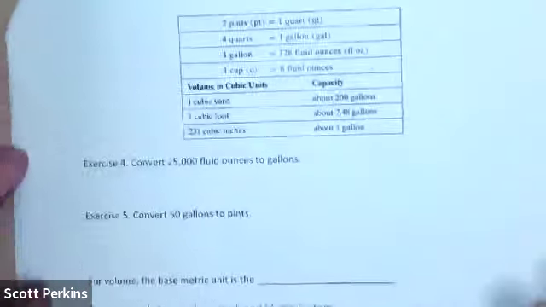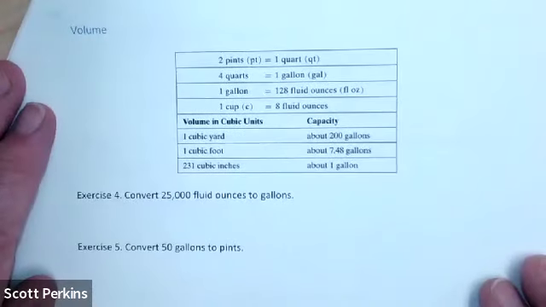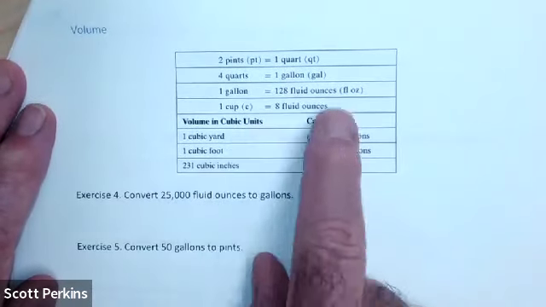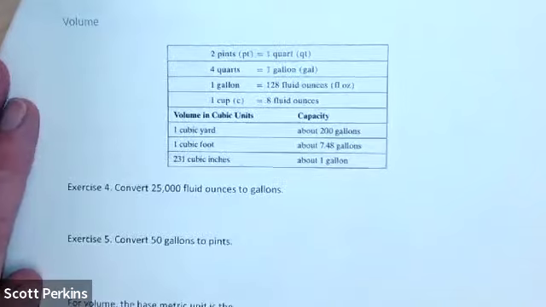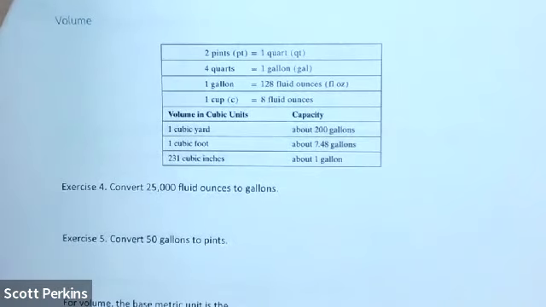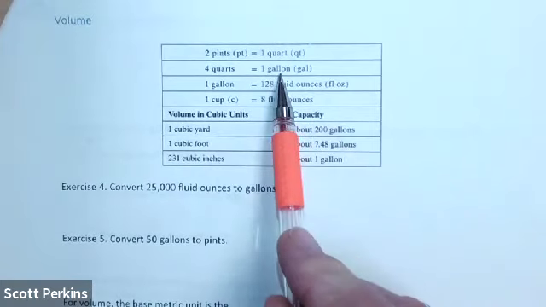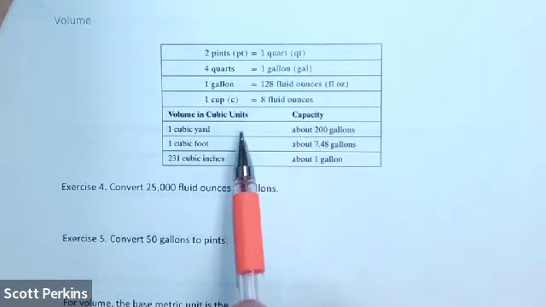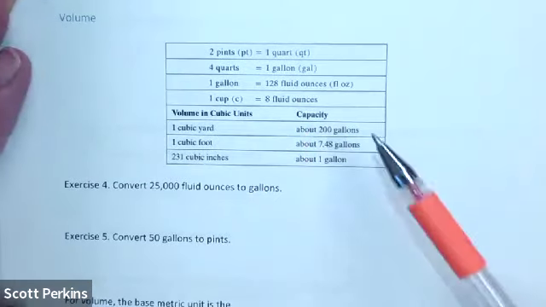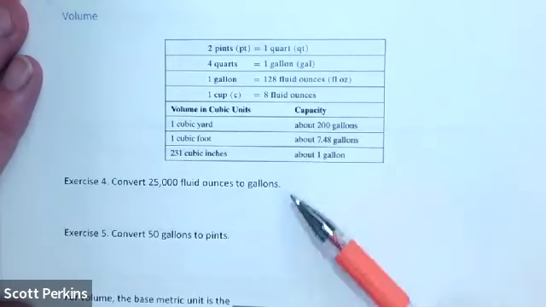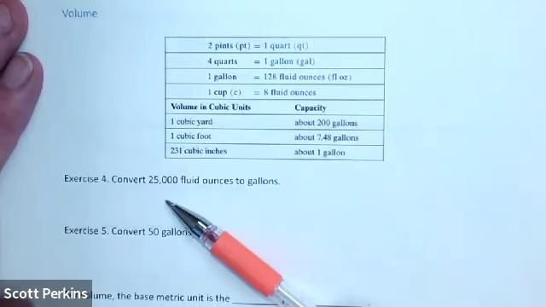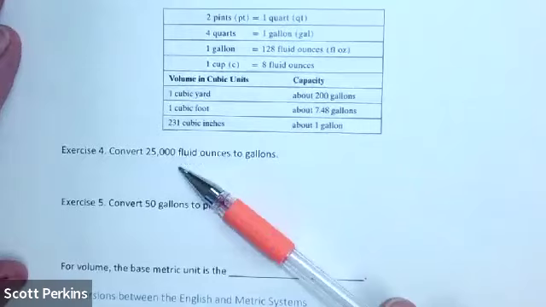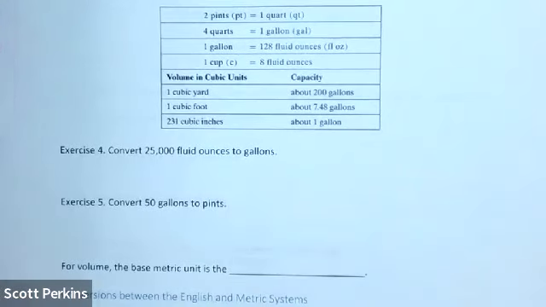So now I'm turning the page. Now we're turning our attention to volume. And again, the top chart there is the English system measures of volume. So we've got pints and quarts and gallons, how we buy milk, how we tend to cups. A lot of, if you like to bake, you're probably familiar with this. So go ahead, exercise 4, convert 25,000 fluid ounces into gallons, please.